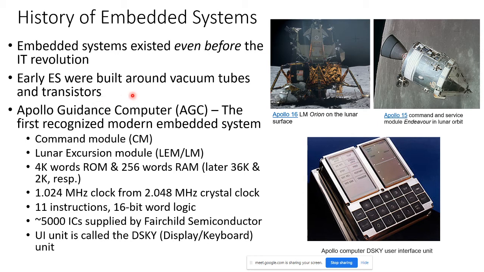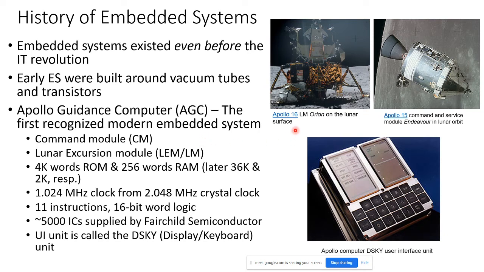One of the earliest embedded systems was your AGC, Apollo Guidance Computer. If you know about the moon mission, the lunar mission, they used an embedded computing device there. It's called the Apollo Guidance Computer, or AGC. It mainly had two modules: one is the command module and one is the lunar excursion module. It's similar to even what we have in our Chandrayaan. Even in Chandrayaan 2, if you remember, we had these two modules.